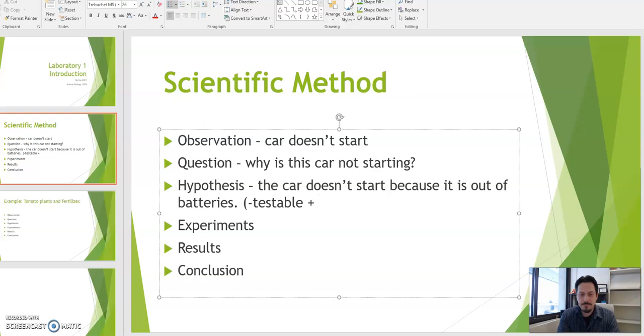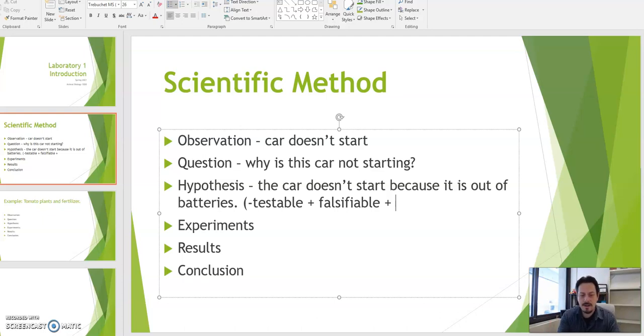It has to be falsifiable. So you could be wrong. Is this hypothesis, the car doesn't start because it is out of batteries, falsifiable? Could it be wrong? And the answer is yes. Let's say you check the battery level and it's completely full. And if your car doesn't start, then your hypothesis is wrong. And that's totally fine. That's part of science. Scientists are wrong a lot, but we retest and we remake hypotheses, which we'll get to later.